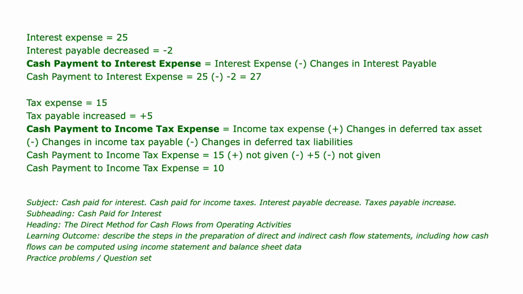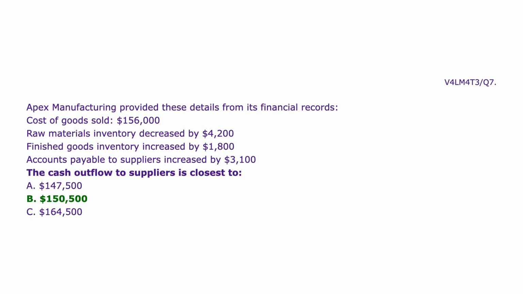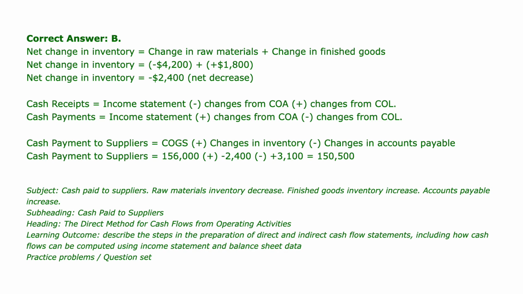Cash payment for income tax expense equals income tax expense plus changes in deferred tax asset minus changes in income tax payable minus changes in deferred tax liabilities. Net change in inventory equals change in raw materials plus change in finished goods. Cash payment to suppliers equals COGS plus changes in inventory minus changes in accounts payable.